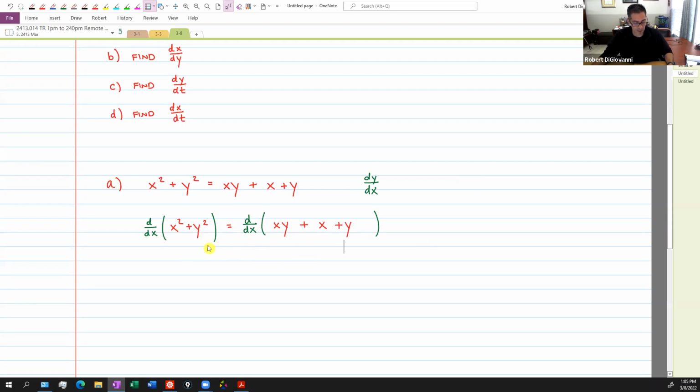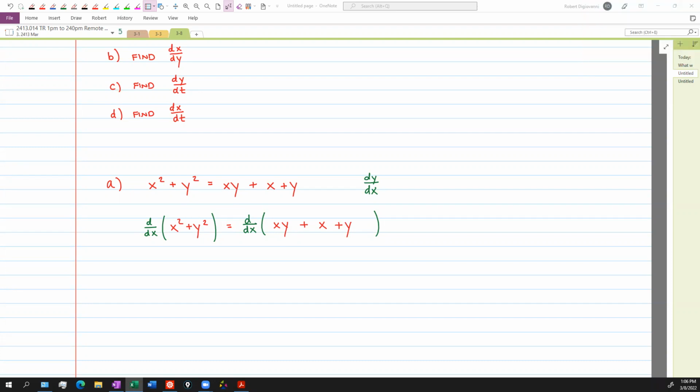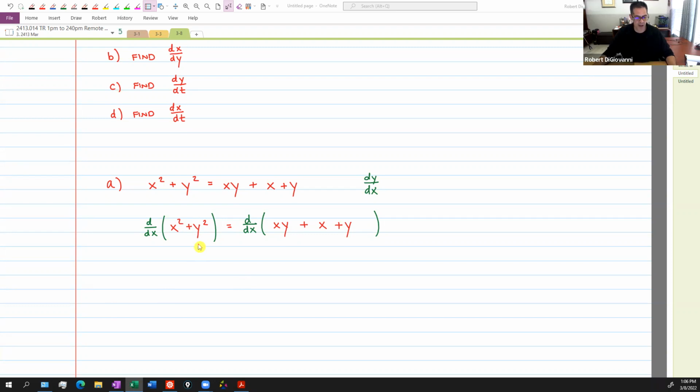Okay, so take the derivative with respect to x. What do we think here? Shall we call on people? Let's call on people today. Landon, are you there? Yes, sir, I'm here. Okay, how do you feel about taking the derivative with respect to x on the left-hand side?